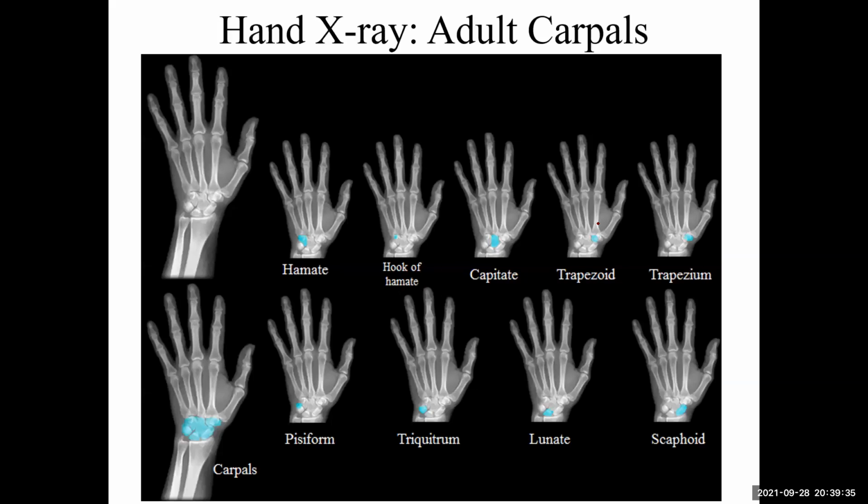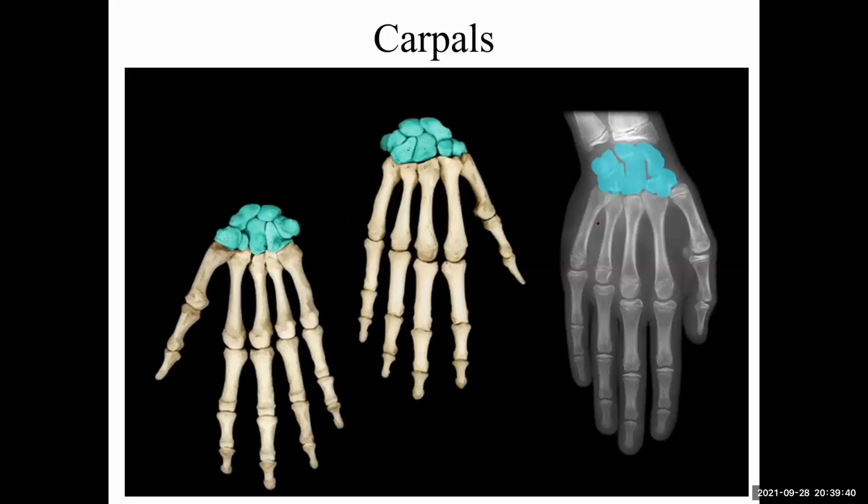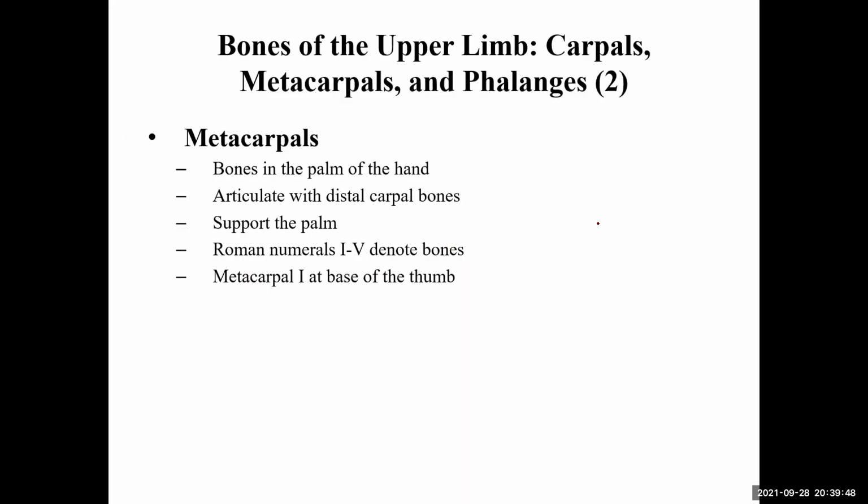Okay, so here's a nice x-ray of all the different carpal bones in situ. What you're seeing is different views, an anterior and a posterior view. I know it's really difficult to tell the carpal bones here.